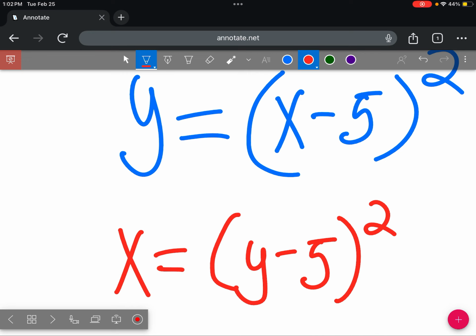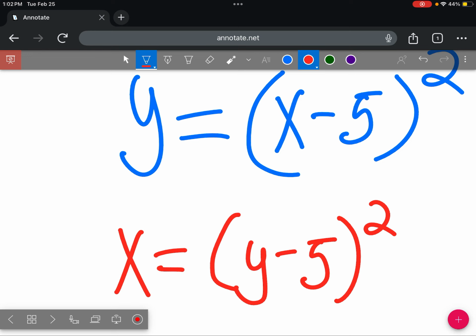Now, someone earlier today expanded. They said y minus 5 times y minus 5, and then they got y squared minus 10y plus 25. But let's just get rid of the squared. Let's just get rid of it now. So how do we get rid of squaring? I meant to ask, how do we get rid of a square?